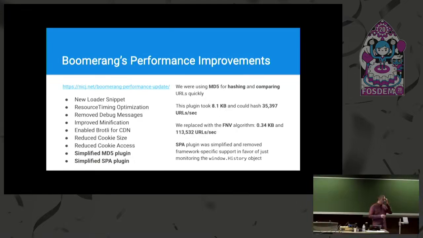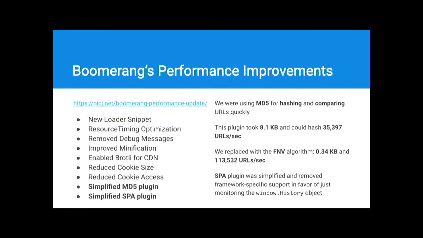And then the final big improvement area was simplifying our plugins. One of the things here was we were using MD5 to do hashes of things like URLs. One of our developers found a replacement for MD5 that is about 5% of the size of MD5 and 3 times faster. And for our needs, it provided just as good hashes as MD5 was. So that gave us a really big byte savings and speed up. And then we did another refactoring of our single page application plugin that just made it smaller as well.